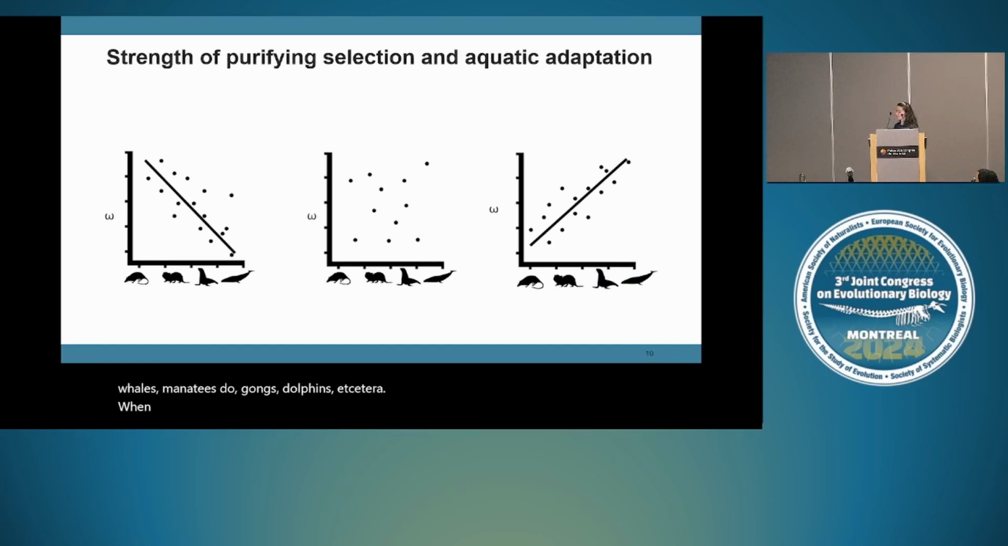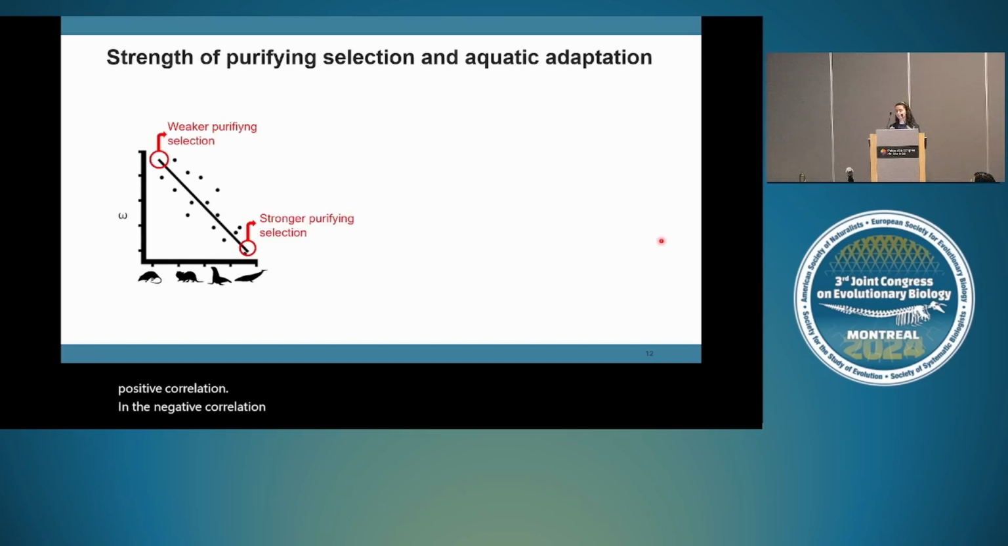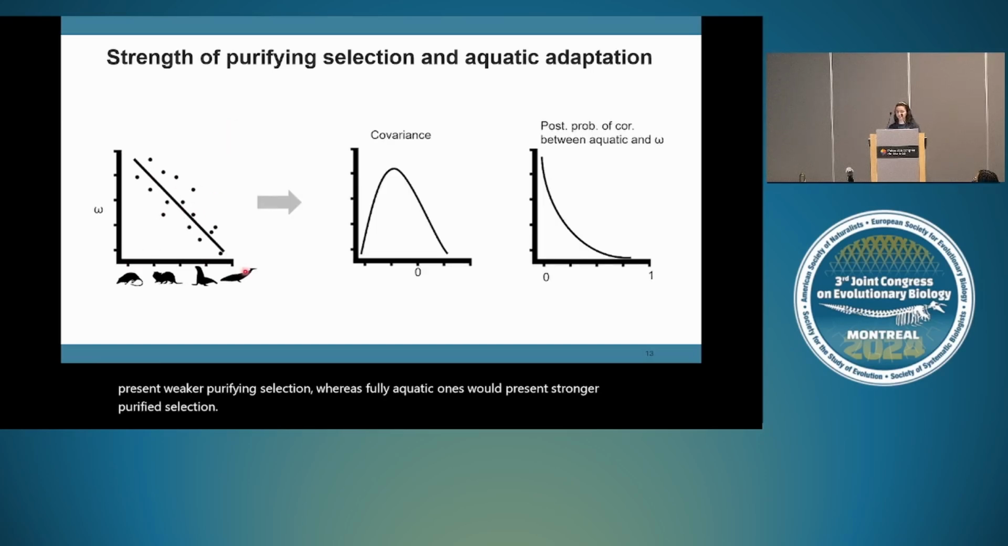When BayesCode estimates a covariance and a posterior probability between aquatic transition or aquatic adaptation and changes in per lineage omega, it can give us three outcomes. A negative correlation between these two variables, no correlation at all, or positive correlation. In the negative correlation scenario, we expect terrestrial groups to present weaker purifying selection, whereas fully aquatic ones would present stronger purifying selection. And the covariance and posterior probability between these two variables would look something like that. I'm sorry because I did this on PowerPoint, so it's not perfect. The covariance will be shifted to the negative side, as you can see, from zero. And the posterior probability distribution between these two variables would be asymmetric with most values close to zero.